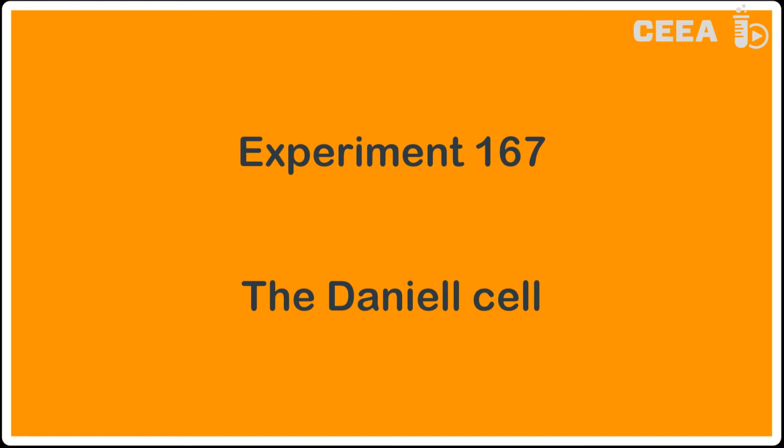Experiment 167, the Daniell cell. In this experiment we explain the Daniell cell and we show how to make one. The Daniell cell is the ancestor of the battery, without which modern life is hardly imaginable.